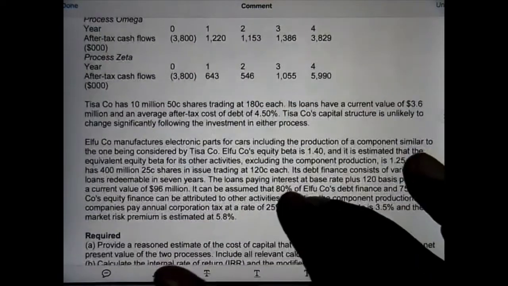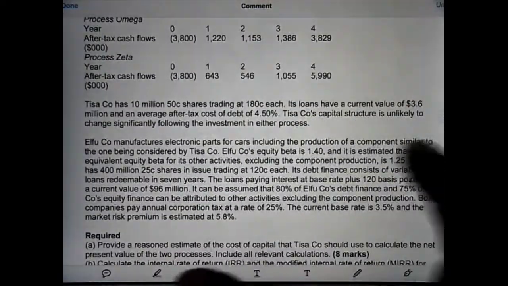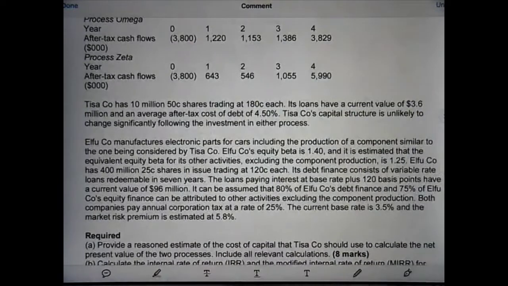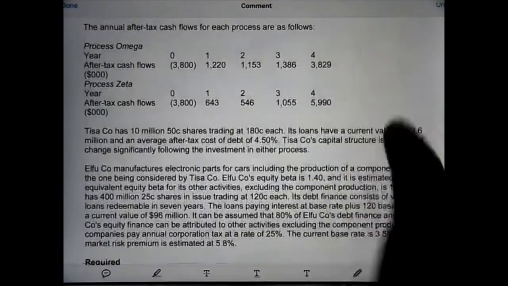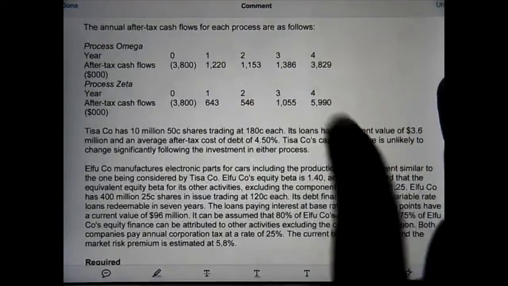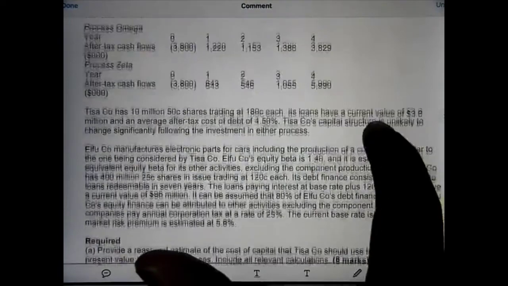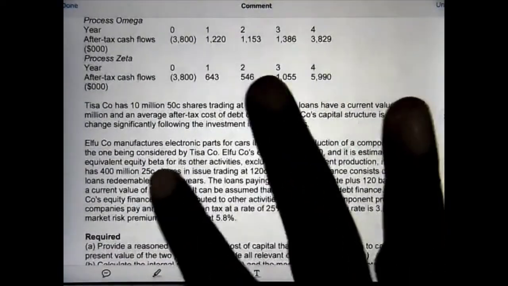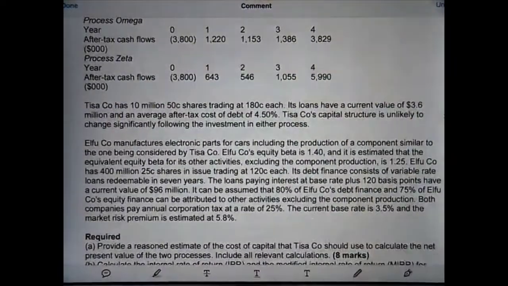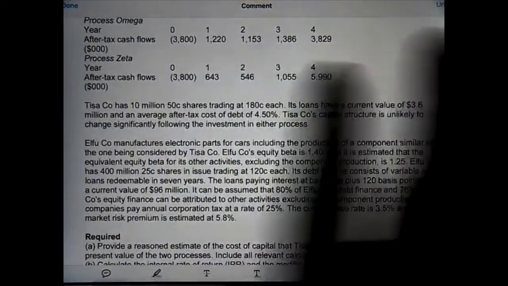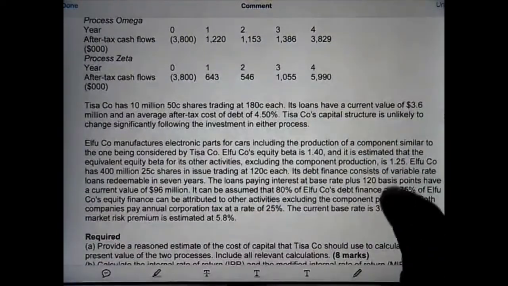Okay, now Tisa has 10,050,000 shares trading at 180 cents each. The loans are currently at 3.6 million, average after-tax cost of debt of 4.5. Now, Tisa's capital structure is unlikely to change significantly following the investment in the process. So you could calculate the company's cost of capital using this, yes or no? Clear? Okay. So here, Alpha. This part here, that means it's quite important for you to do what? This part here is for you to use for a cost of capital calculation, correct?